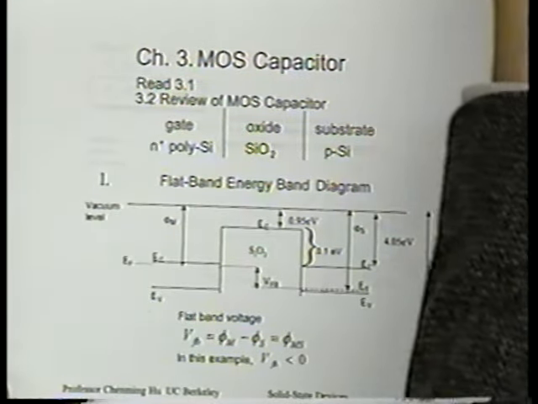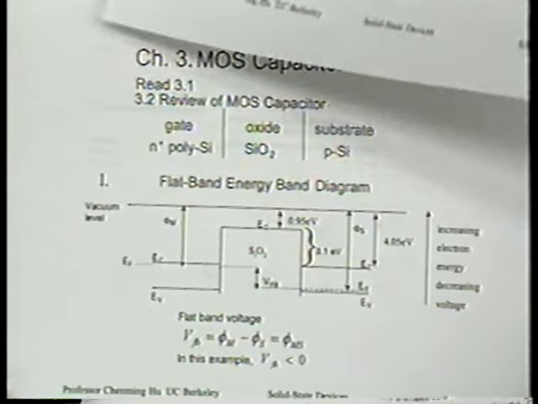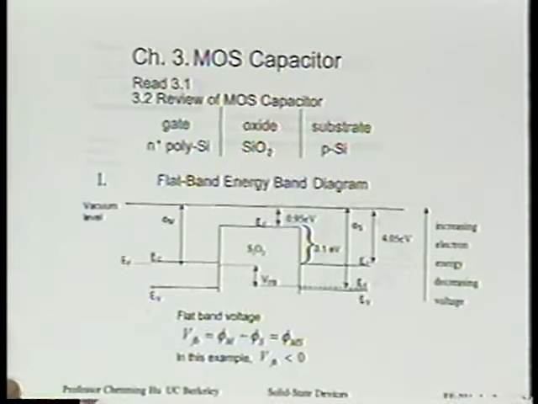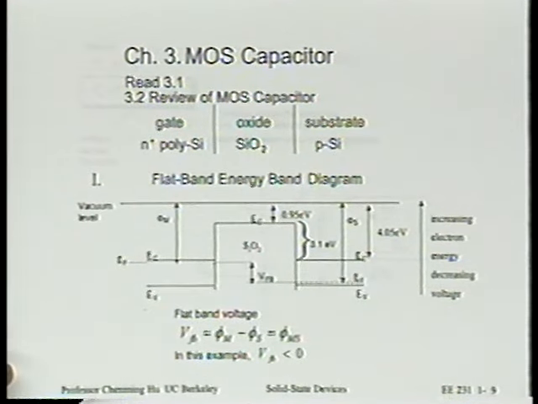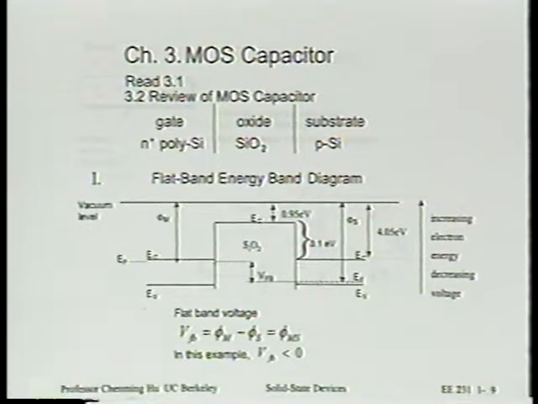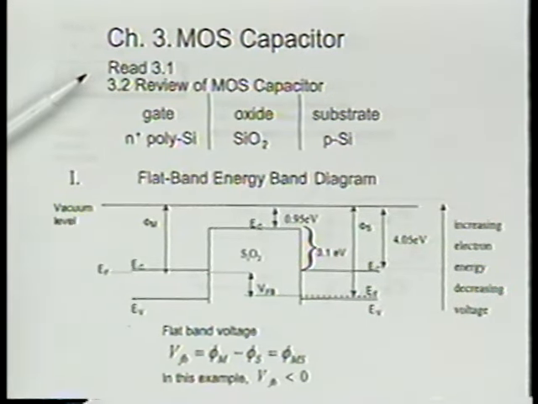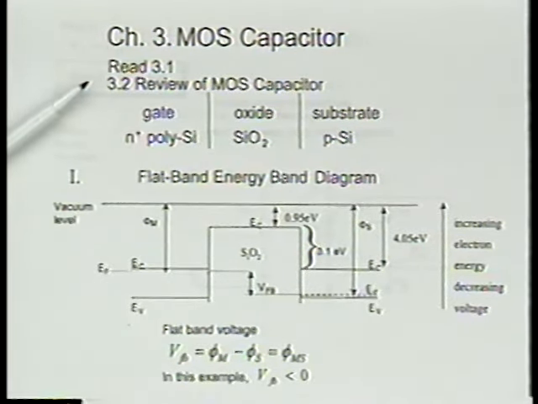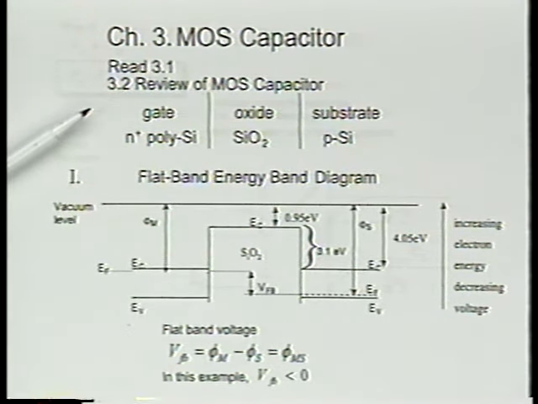All right, now we're going to move on. I mentioned earlier that we'll start with chapter 3. The topic is the MOSFET capacitor. There is some introduction, and you can read on your own, read 3.1. 3.2 is a review of the MOSFET capacitor. Before we go on to a more quantitative, more advanced model, let's review what you should have already studied before as a prerequisite for this course.